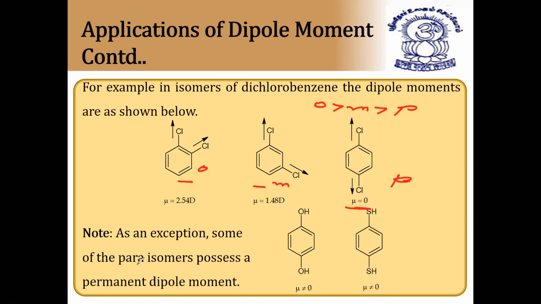As an exception, some of the para isomers possess a permanent dipole moment. This is the exception. So in between ortho, meta, and para of the same molecule, we have ortho greater than meta greater than para positions. I hope it is clear.